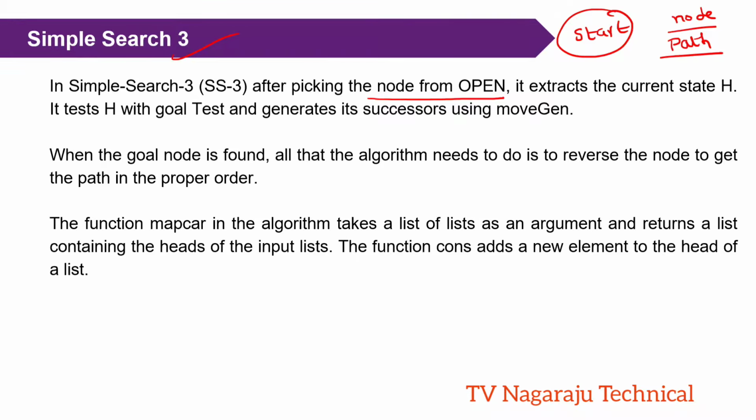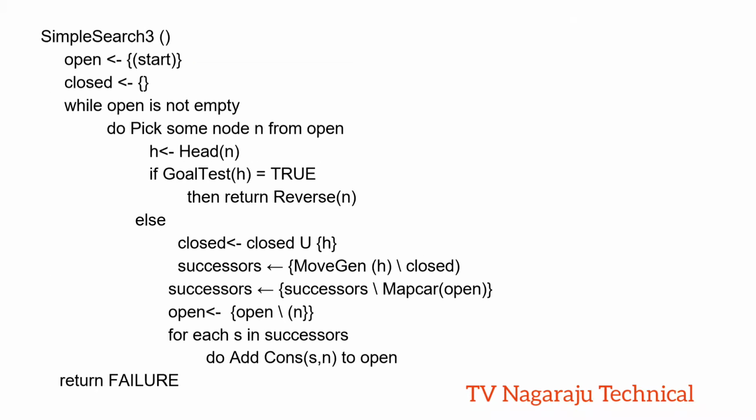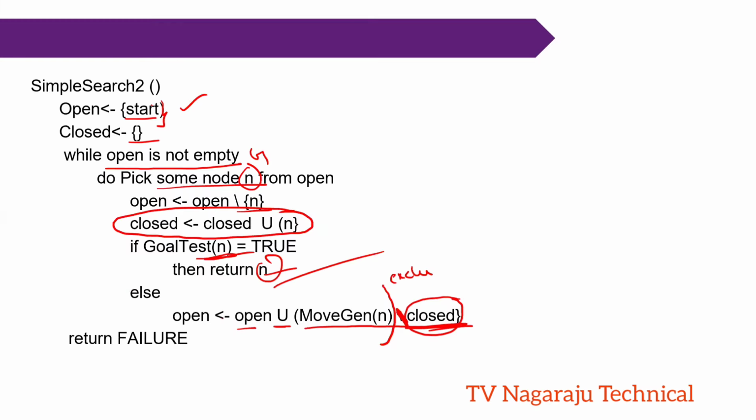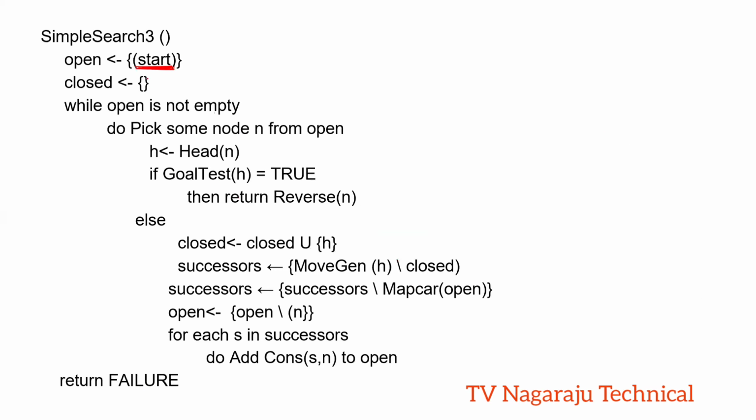Now I will explain simple search 3. Understand, it's very easy. First, open. Now what does open consist of? Observe. The start is placed in parentheses. In simple search 2, I directly gave the node, but here I have written it inside the parentheses. Initially open is equal to the start. Simply, it stores the path. But at the starting, it has only the initial state.